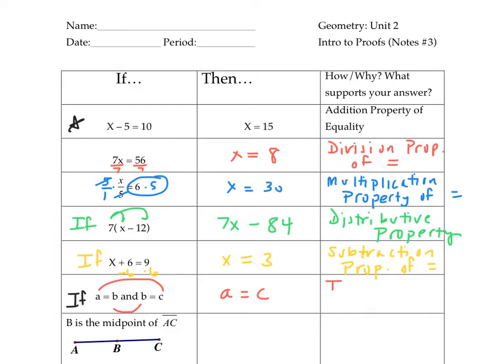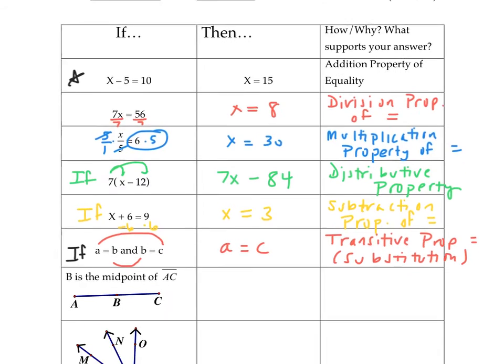Now, typically we would refer to this as the transitive property, but because there's an equal sign, we could also have said substitution. Substitution is only a property of equality, so I can only use it when we have an equal sign. Okay, let me scoot this up a little bit.